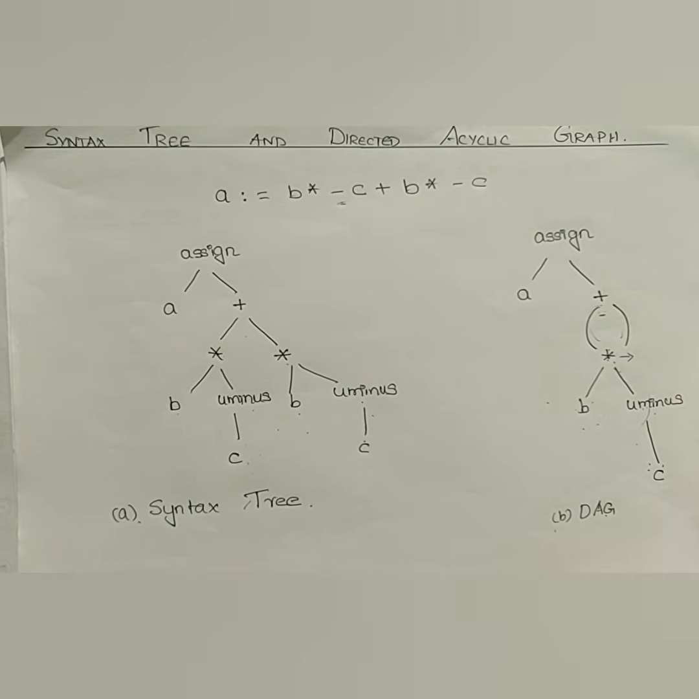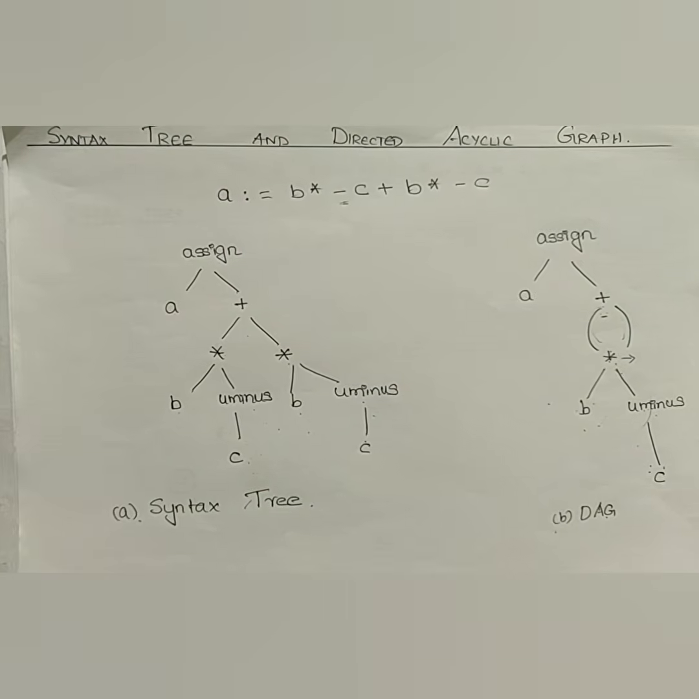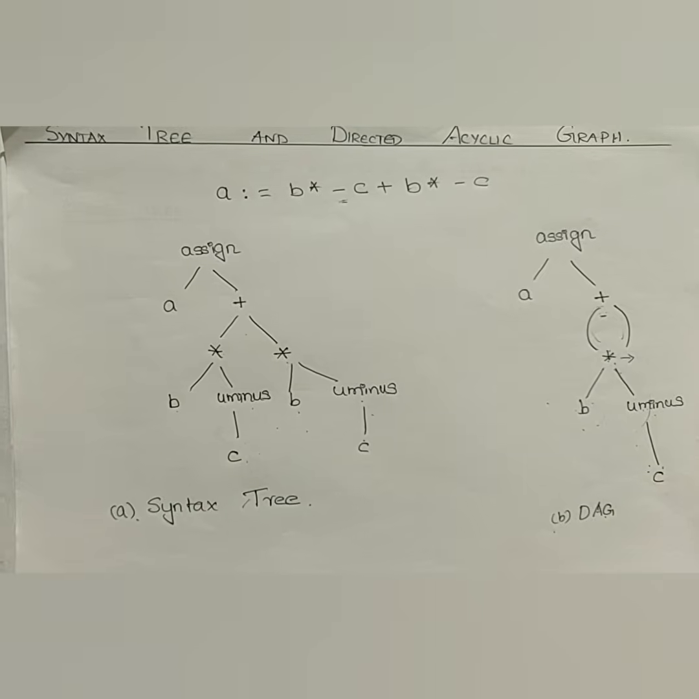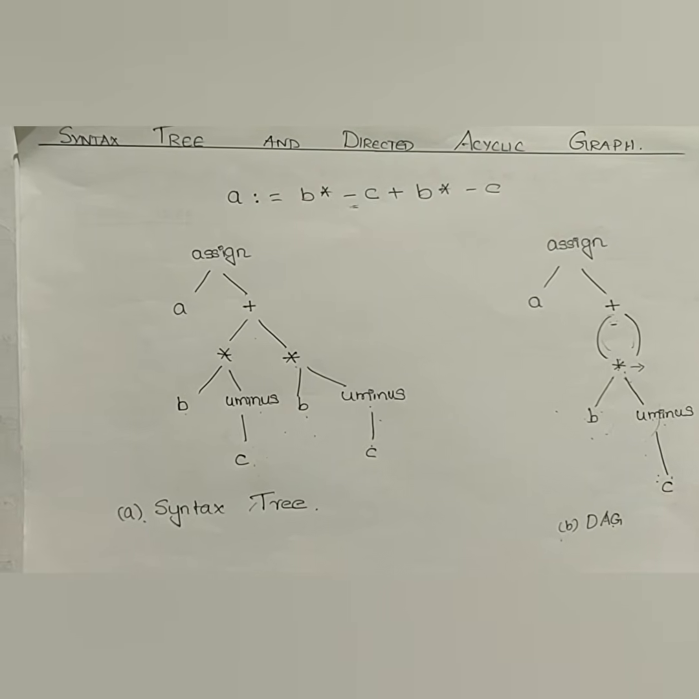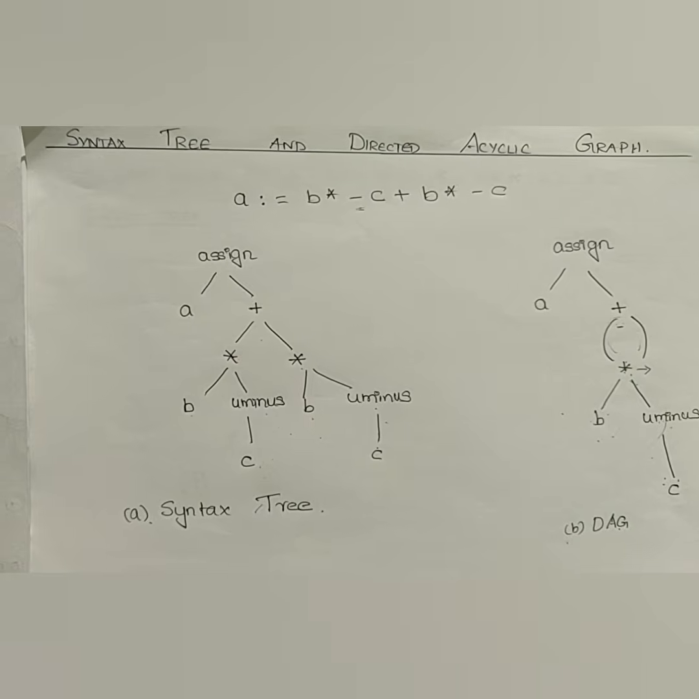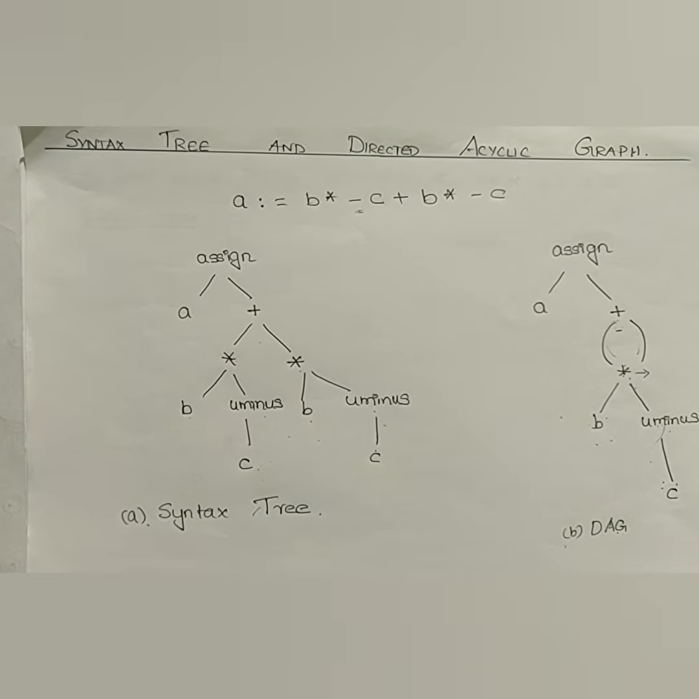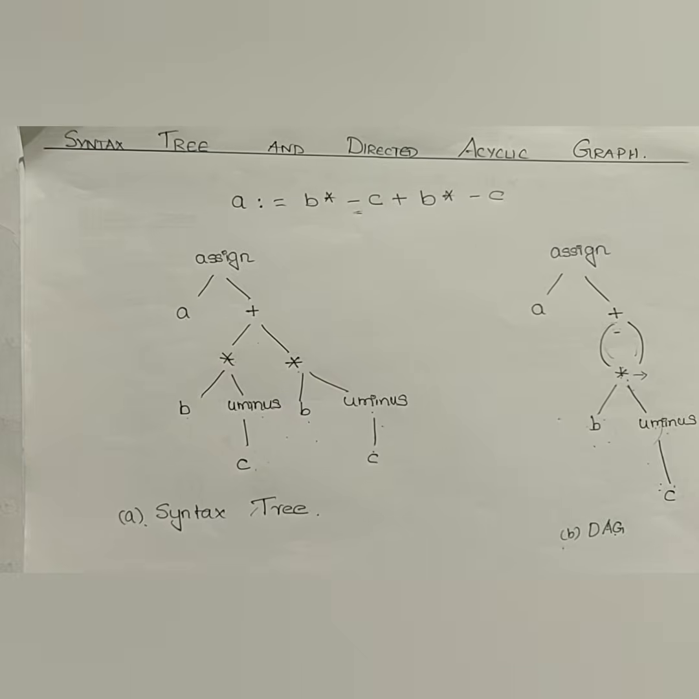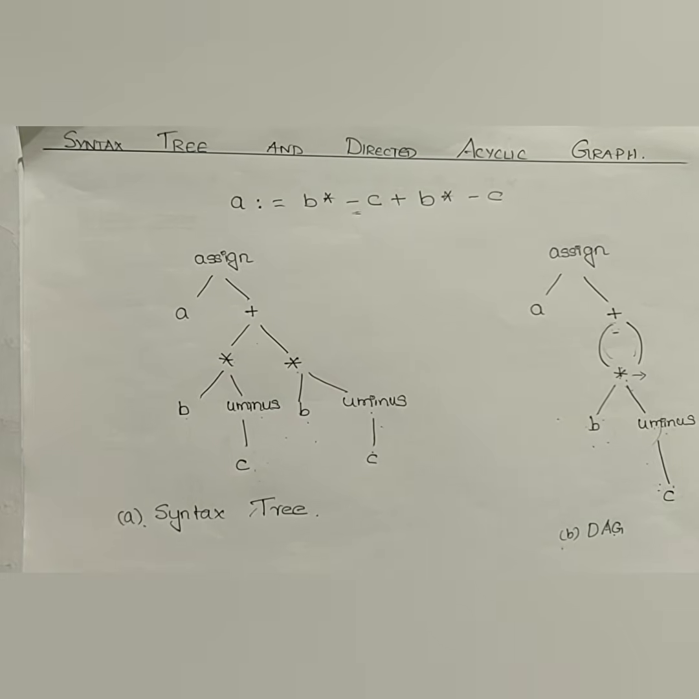In this channel, I'll be posting videos related to system programming and compiler construction, intermediate code generation and code generation. In my previous video about intermediate code generation, quadruple, triple and indirect triple, I spoke about syntax tree and directed acyclic graph. Many of them asked how to draw a syntax tree and how to draw a directed acyclic graph. Yes, today's video is about how to draw and express the syntax tree and directed acyclic graph.